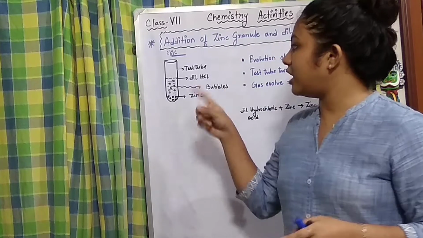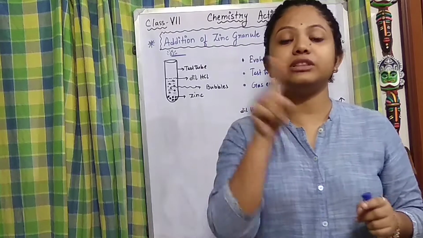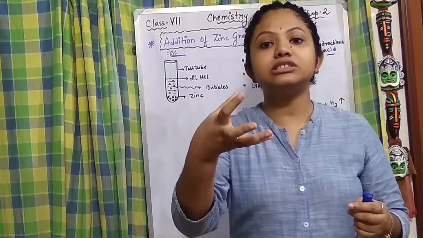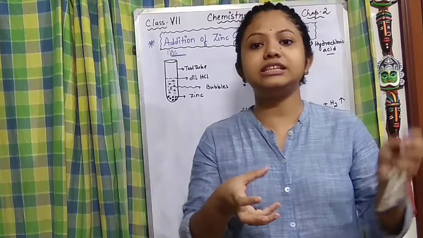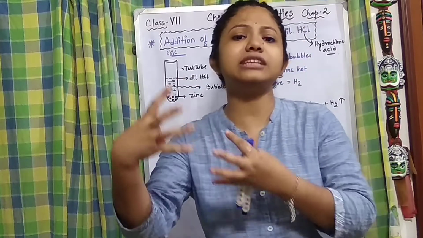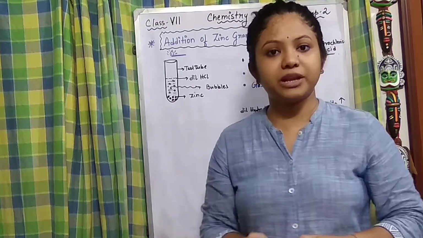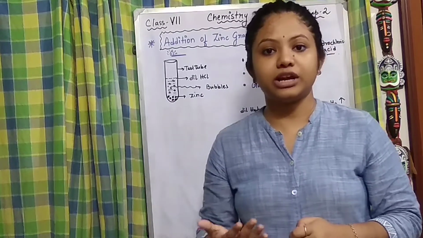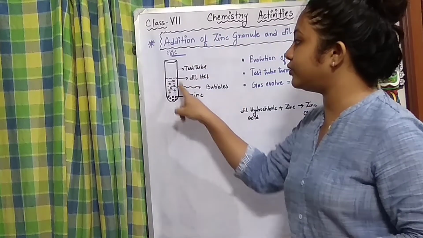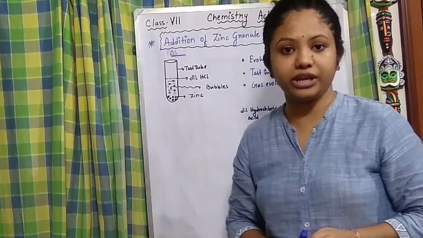After that, we are pouring some of the dilute hydrochloric acid. Now note this term dilute. What does dilute stand for? When the concentrated or raw hydrochloric acid is mixed with water, it becomes dilute. That means it becomes less raw or less concentrated. So, in our experiment, we are going to take dilute hydrochloric acid. Here, these blue marks are denoting the dilute hydrochloric acid.